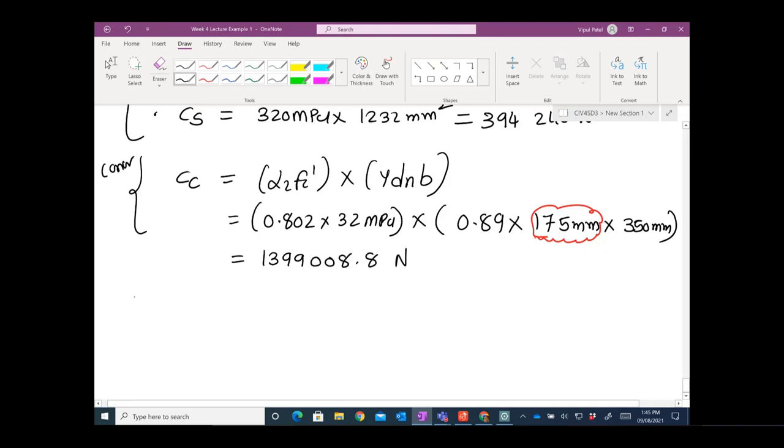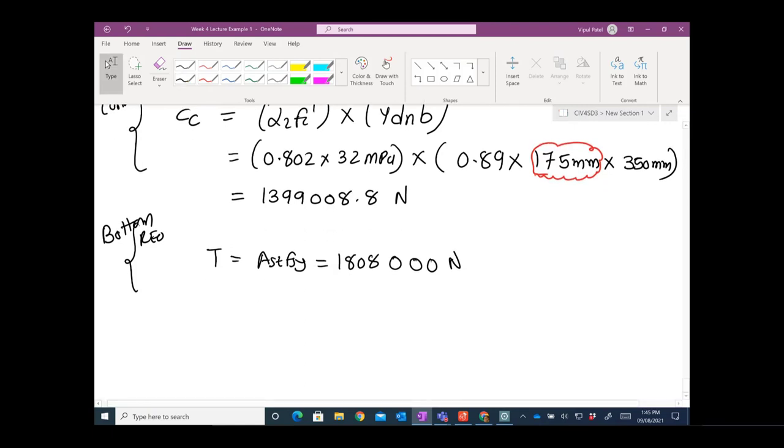1399008.8 newtons. And now the final one is the bottom rio. The force in the bottom rio is tensile. I think they are the same, EST, FSY, because it does not depend on your DN. So I think we calculated 108,000 newtons, right? Because this bottom rio does not depend on your steel.